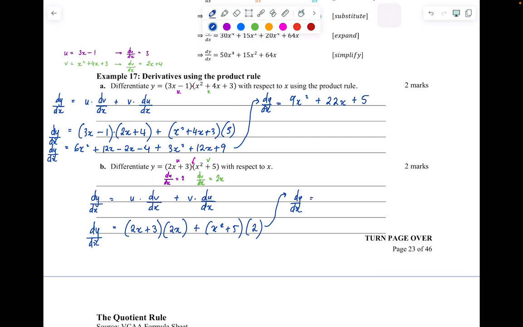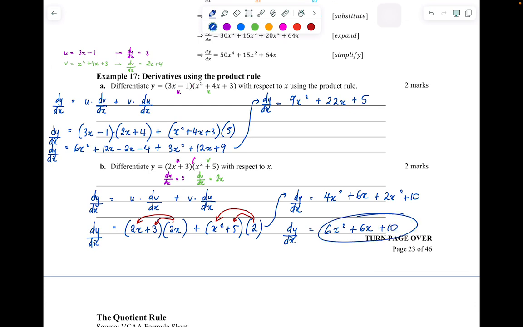We've got 2x, I'll just draw some lines here. We've got 2x, and then we've got this one here, and it seems like we're distributing backwards, but that's absolutely okay because we know the rules of the game. So we've got 4x squared plus 6x plus 2x squared plus 10. And last but not least, making sure that we simplify.